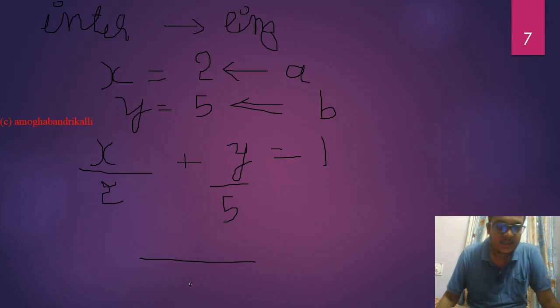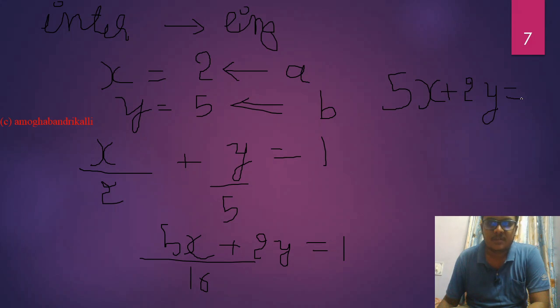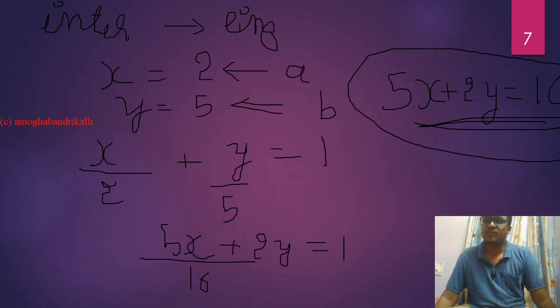I am taking an LCM here: 5x plus 2y, which will be equal to 1. Now you need to convert this into a straight line equation: 5x plus 2y, which will be equal to 10. So this is a line conversion. If a question asks how to convert a line to intercept and intercept to line, this is the procedure you need to follow.